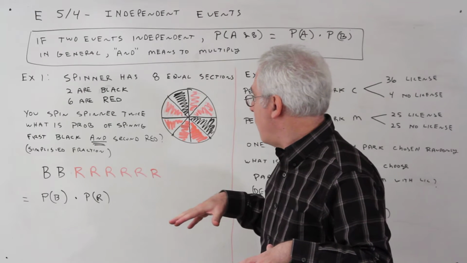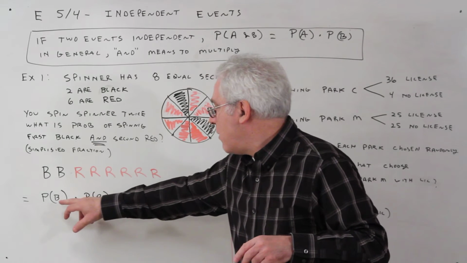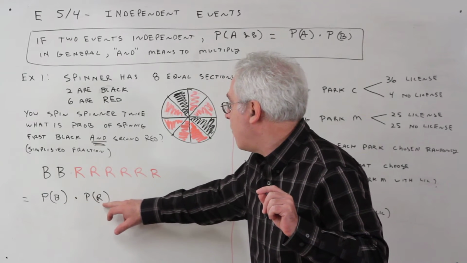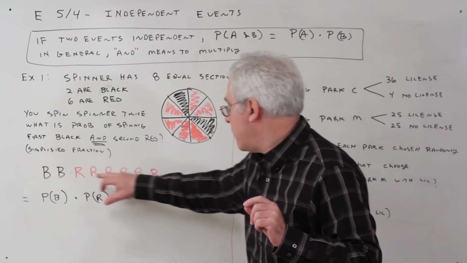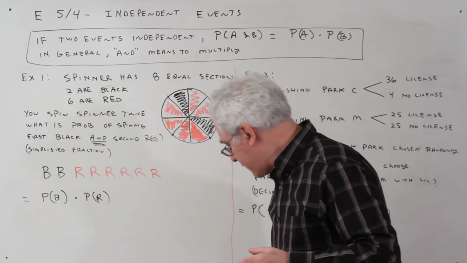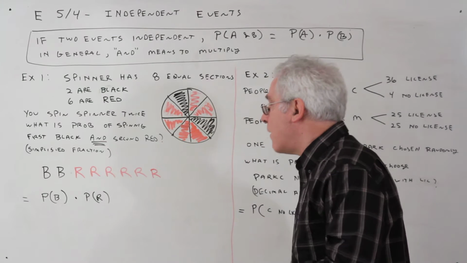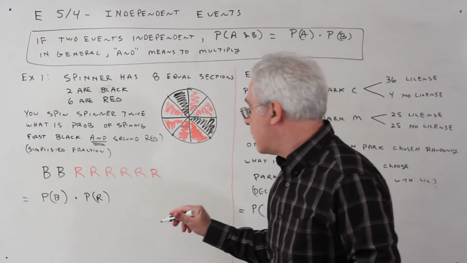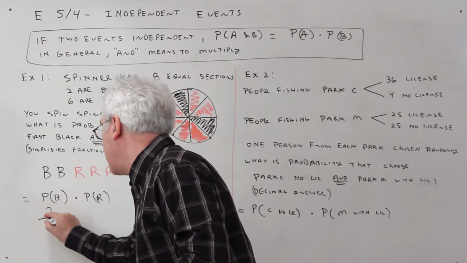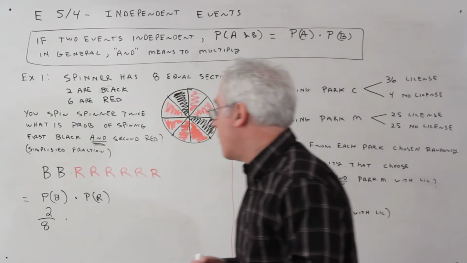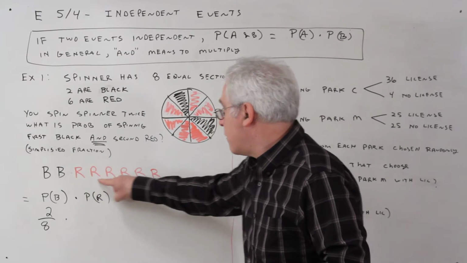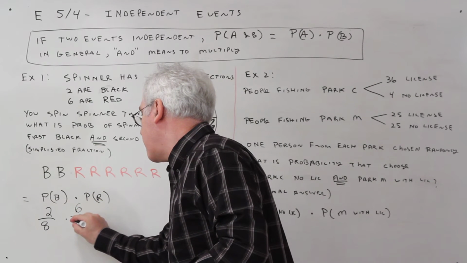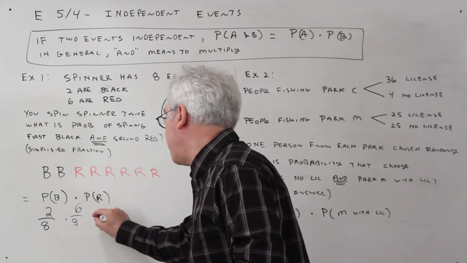Okay, so all I got to do is multiply the probability of getting the black for the first spin times the probability of getting a red for the second spin. And I just put the colors up here. So, all right, so the probability of having the first spin be black, there's 2 blacks out of a total of 8. So that would be 2/8. Probability of a red, there's 6 reds over 8. So 6/8. Okay, you can multiply it out.